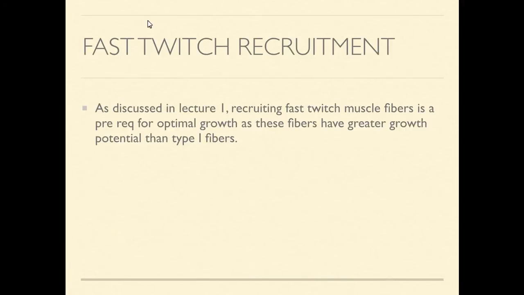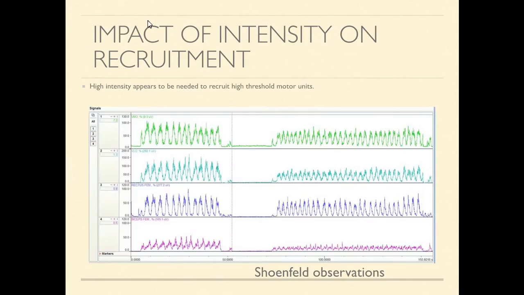Let's talk about fast twitch fiber recruitment. We know that recruitment of type 2 fibers is a prerequisite or very important for skeletal muscle hypertrophy. This is work from Schoenfeld's lab. What you're looking at is the impact of intensity. To the left, we have high intensity training till failure. To the right, we have very low intensity training till failure. And what you'll notice is that the low intensity loads never maximize electromyography even at failure. So they might recruit some high threshold motor units, but they don't recruit the largest ones, and they must be recruiting a lot of slow twitch fibers.